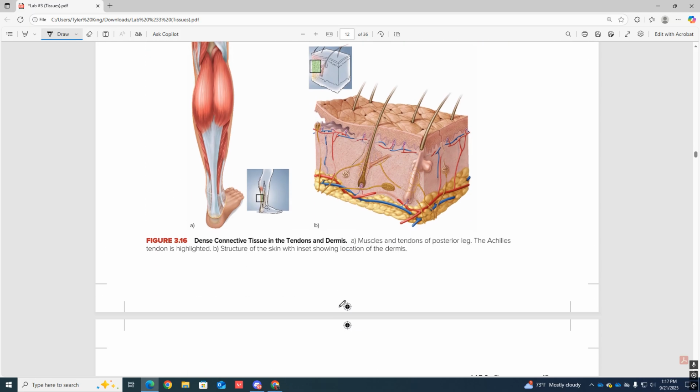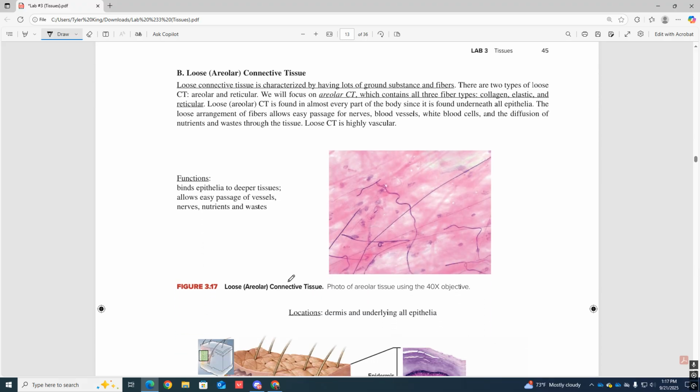That's that. Next, loose areolar, you can also call it just areolar. Loose connective tissue is characterized by having lots of ground substance and fibers, okay? There are two types of loose, areolar and reticular. We're not going to focus on reticular in this lab. We're strictly focusing on the areolar CT. It contains all three fiber types. It has collagen, elastic, and reticular fibers in it, okay?